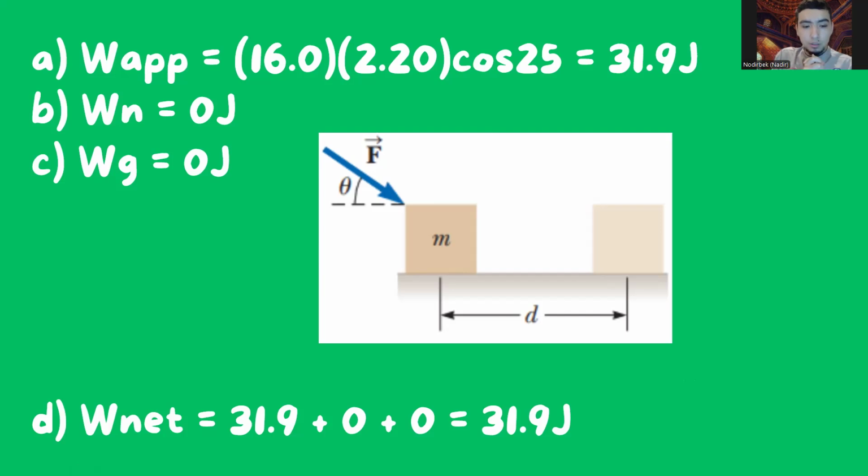And the work done by the net force is actually just the sum of all of the work done in this system. In this system, the only work done is done by the applied force. That's why the work done by the net force is just 31.9.